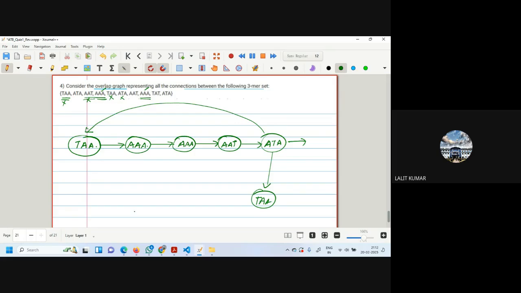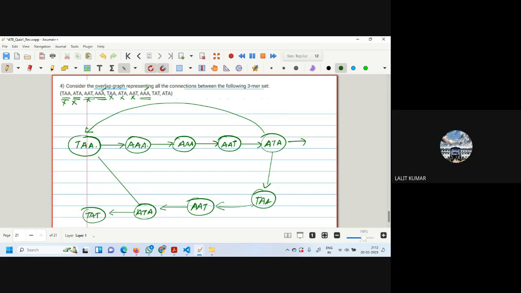So now again TAA has come. So again I take another AAT. This AAT we have covered, and from AAT I can cover this ATA. So this ATA is also covered. And from there, ATA we have covered two. So one was here and one was there, so there are three. So there is another third. From here I can go to TAT. So this ATA is there. TAT I can go, and this also can go to TAA.